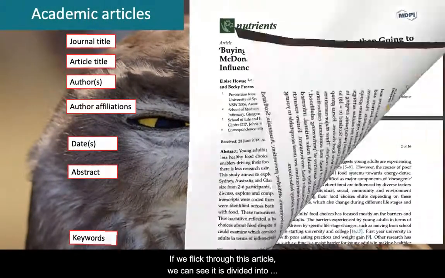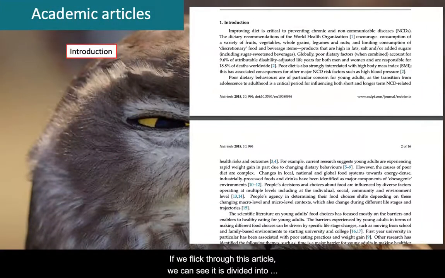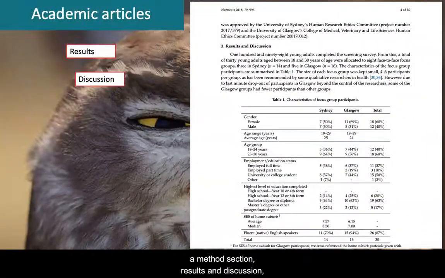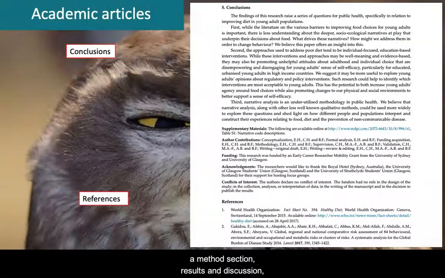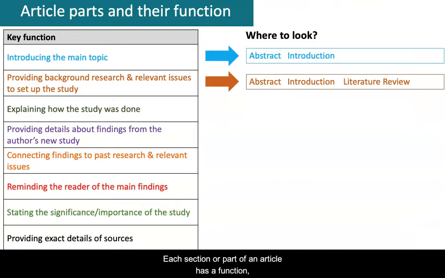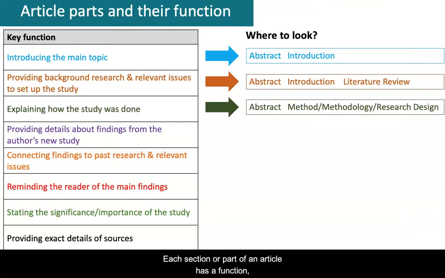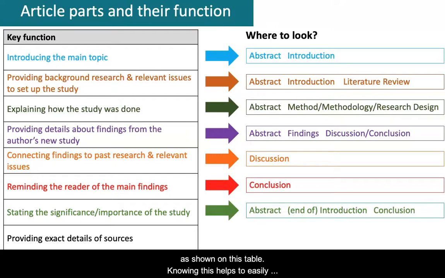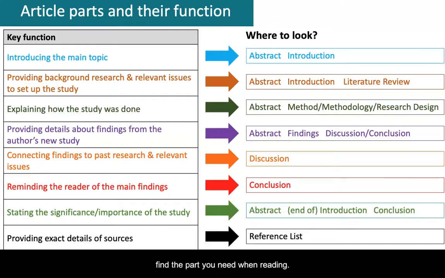If we flick through this article, we can see it is divided into several sections. Introduction, a methods section, results and discussion, a conclusion, and references. Each section or part of an article has a function as shown on this table. Knowing this helps to easily find the part you need when reading.